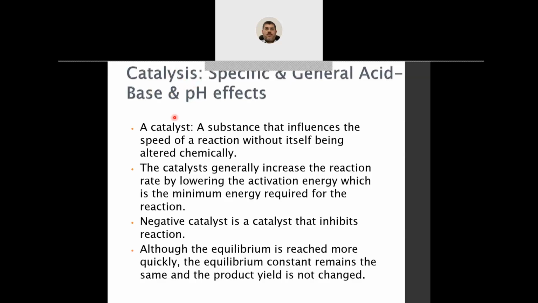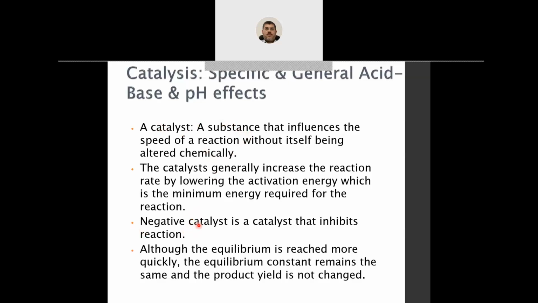There may be catalysis under some conditions. There are different types of catalysts. So first we define what a catalyst is. A catalyst is a substance that will speed up the reaction. It means the degradation occurs at a slow rate in the absence of the catalyst, and once you add the catalyst, it will increase the reaction rate. If we just say catalyst, we don't say negative catalyst, so we mean that it will increase the reaction rate. In general, it influences the speed of a reaction without itself being altered chemically. Its chemical structure will not be changed.